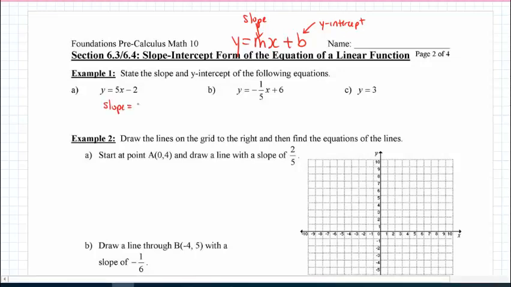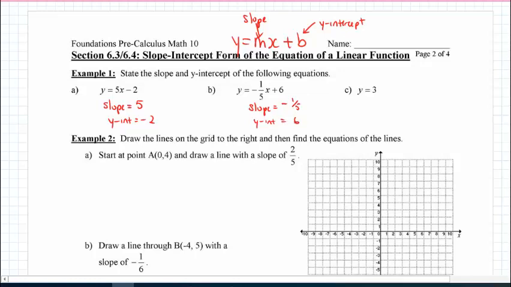Yeah, it's that value in front of the x, 5. Y-intercept? Yeah, it's that number at the end, -2. Your turn. Thank you, -1/5. Thank you, 6.